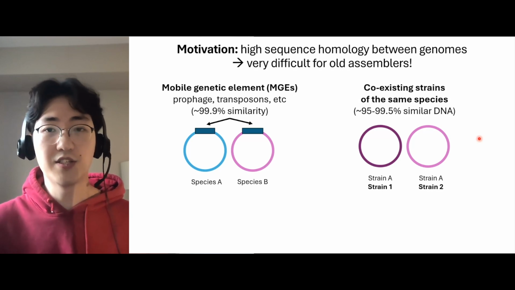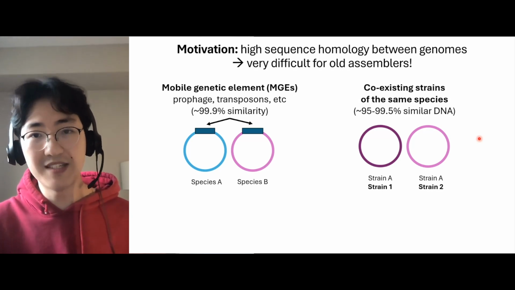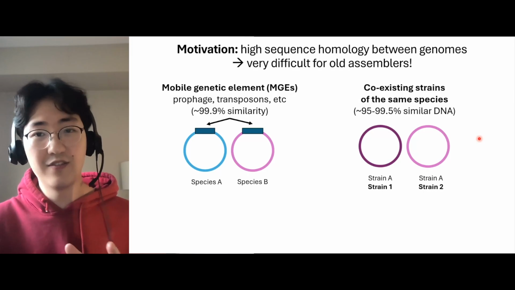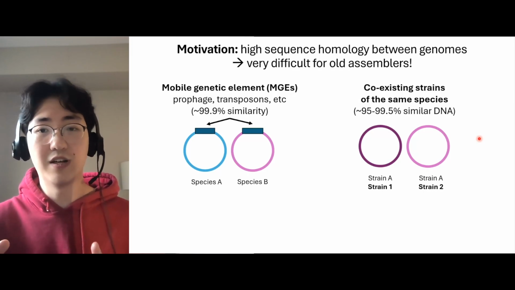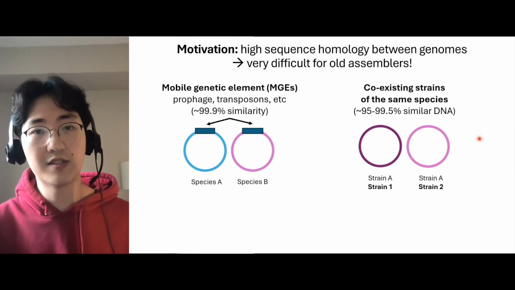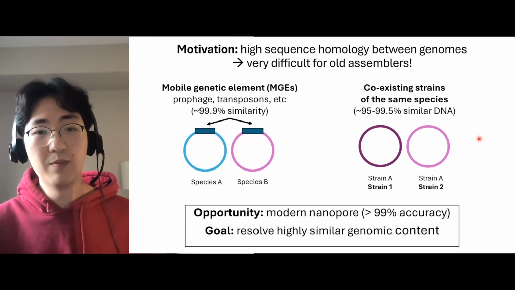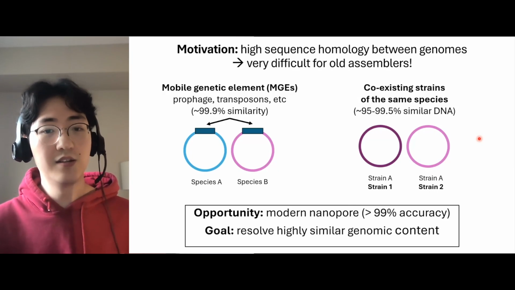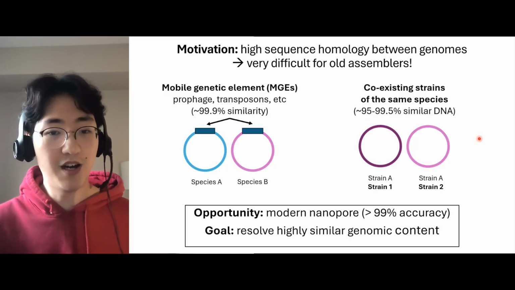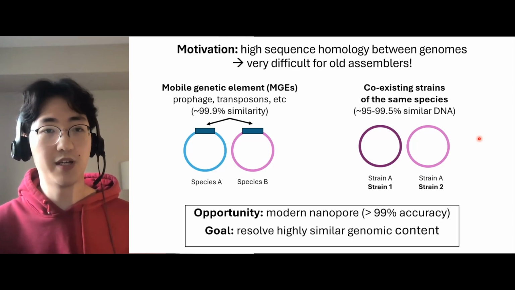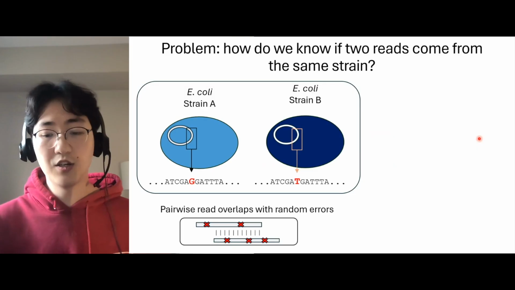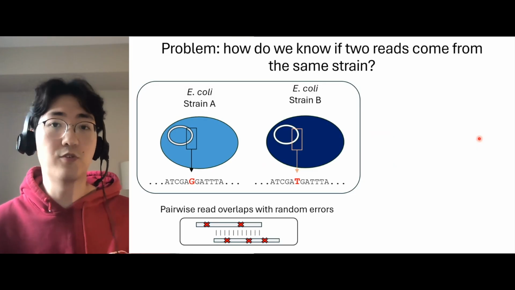And you can also imagine that there's coexisting strains of the same species, right? 95 to 99, very similar DNA between coexisting strains. And for assembly, this is a particularly challenging problem, right? But with modern nanopore reads, again, we can see, is it possible to resolve this highly similar genomic content? And I'll talk a little bit about the bioinformatics for the next 2 minutes before jumping onto the results.